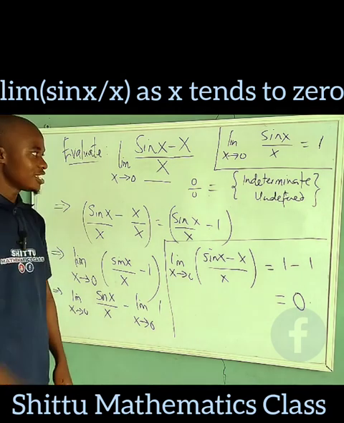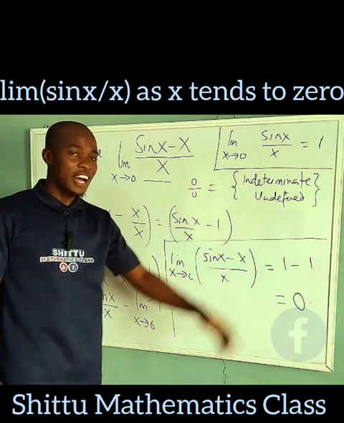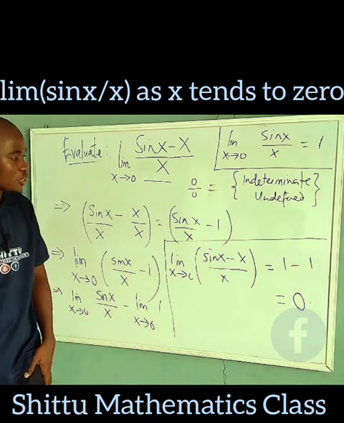Lastly, 0 divided by 0 is indeterminate, undefined. 0 divided by 0 is not equal to 0.